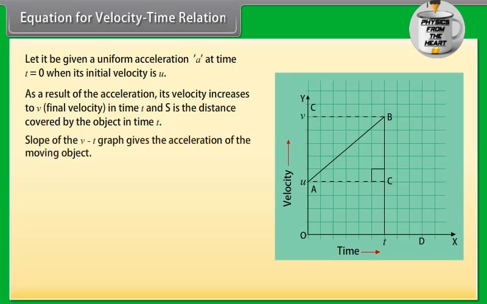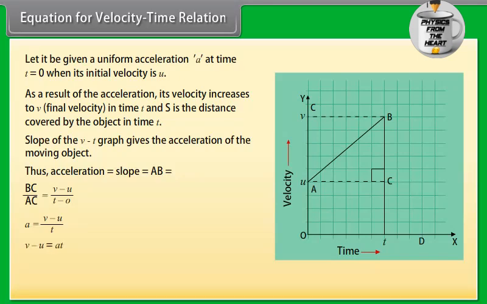Slope of the v-t graph gives the acceleration of the moving object. Thus, acceleration is equal to slope, which equals AB upon BC, which is equal to (v minus u) upon (t minus 0), where a is equal to (v minus u) upon t. This gives v minus u equal to at, so v equals u plus at, which is the first equation of motion.